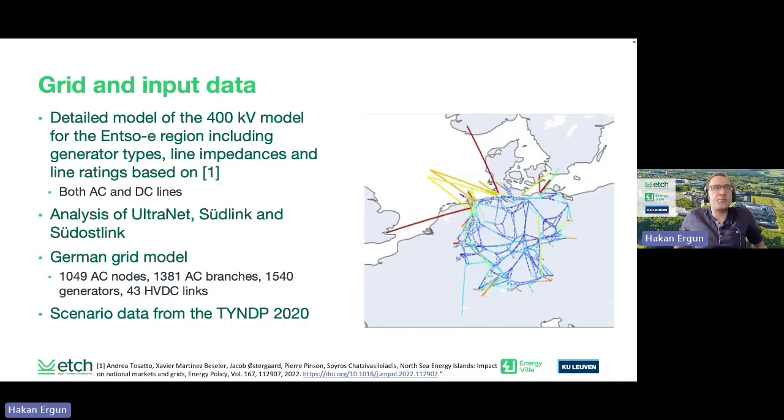And as the grid input data, because the ENTSO-E data set only involves the zonal market clearing model, we are also relying on an open source grid model, which is the representation of the European 400 and 220 kV grid. And basically here, the German grid model will have about 1,000 AC nodes, about 1,300 AC branches, some 1,500 generators, and 43 HVDC links in total.